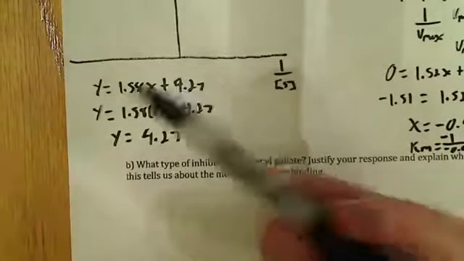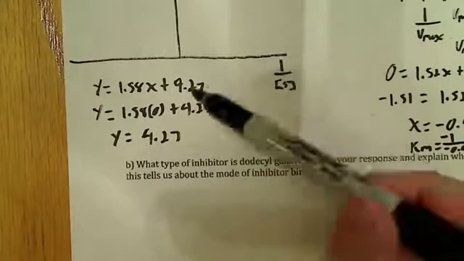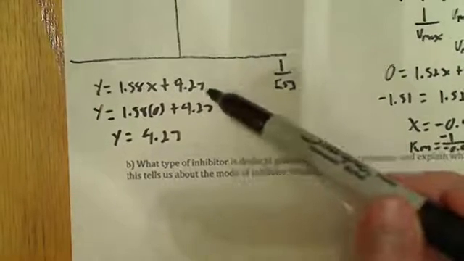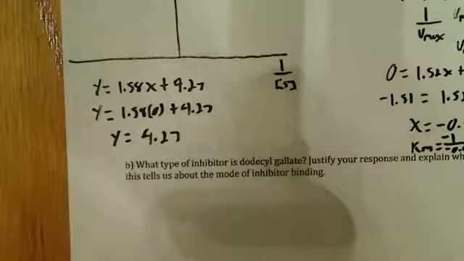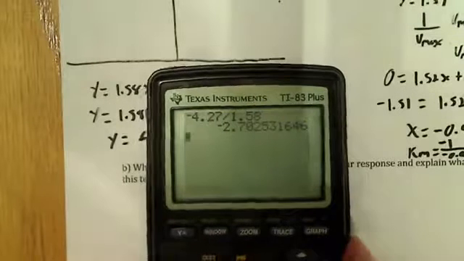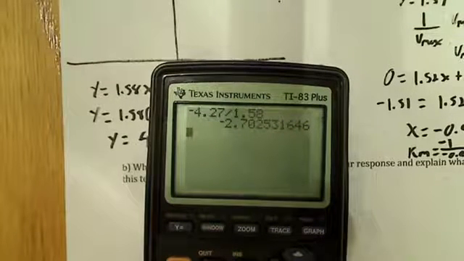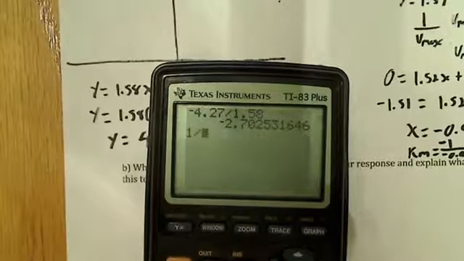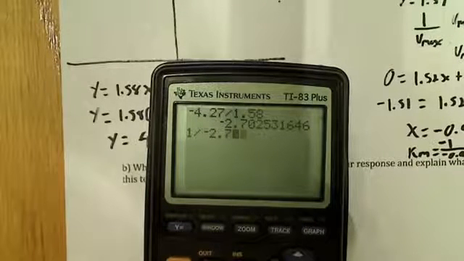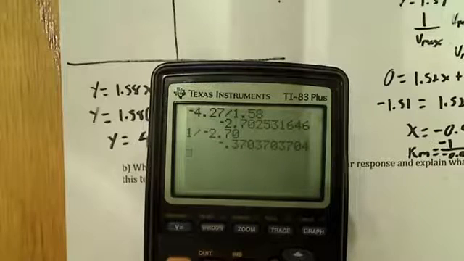We said y equal to 0. We subtract 4.27 from both sides, and what we end up with is negative 4.27. So negative 4.27 divided by 1.58, and that gives us this value. But the trouble is this is not the right answer, so we need to do 1 divided by negative 0.270. We get negative 0.370, okay?